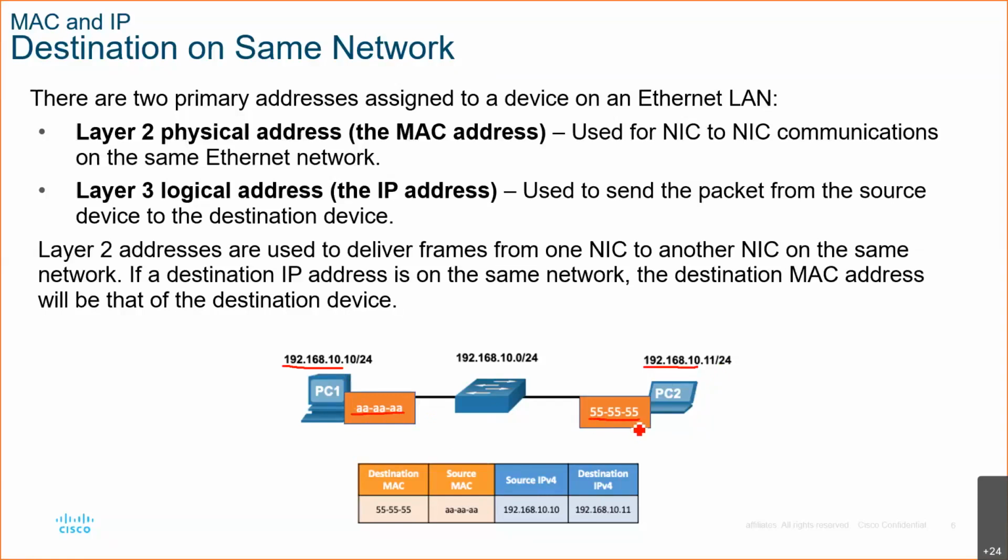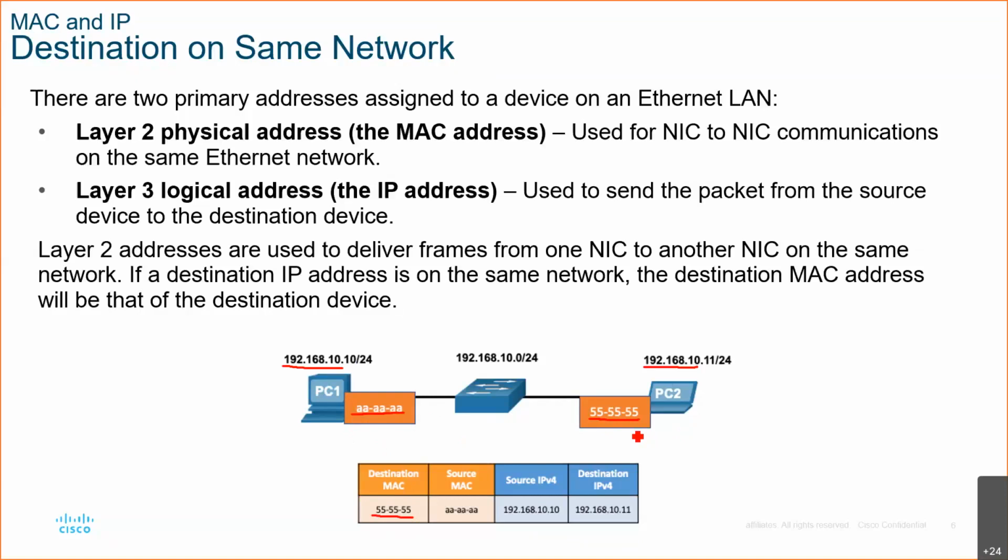Very straightforward. So when you're sending your frames from PC1 to PC2, what PC1 will look at is the ARP table, and it will find what is the destination MAC address. And then it will send the data to that MAC address within the same Ethernet network.